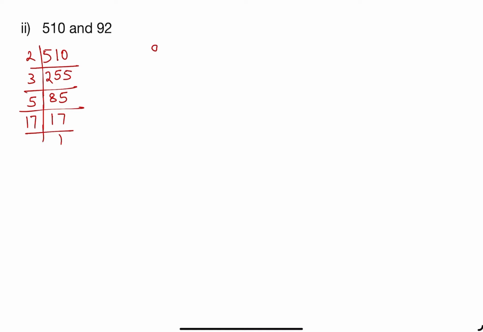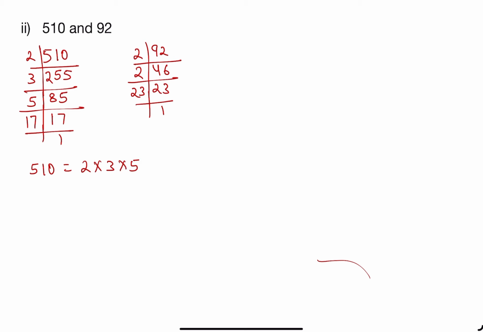Now let us do for 92. Again it is an even number. Then again even. And 23 is a prime number. So prime factors of 510 is equal to 2 into 3 into 5 into 17. And for 92, 2 into 2 into 23.